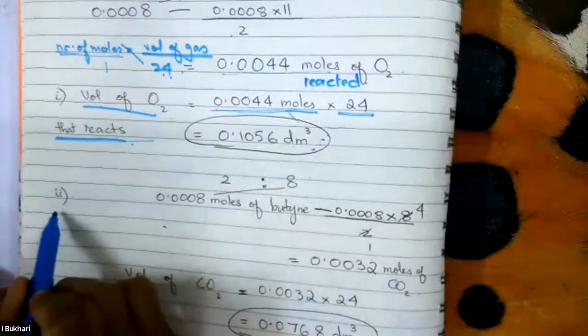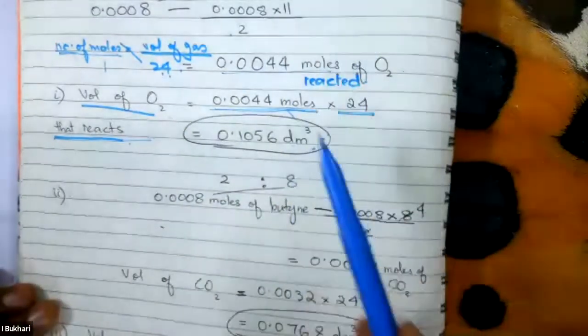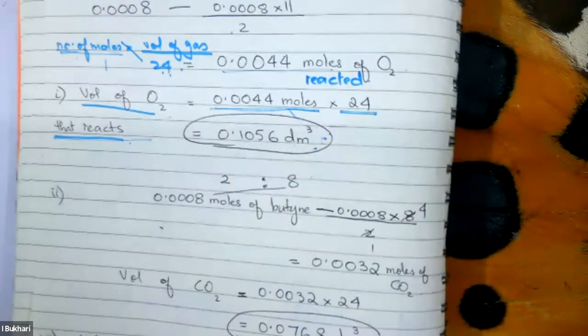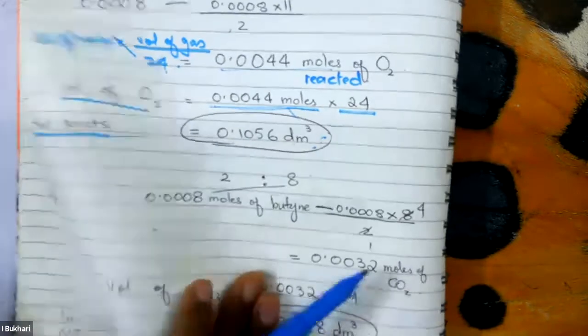So, part 2, but you understood the method, right? Yes, Miss, we got the method. Did all the 12 participants in this class understand? Miss, can you please explain the first part? Which first part? The volume of oxygen that reacts.